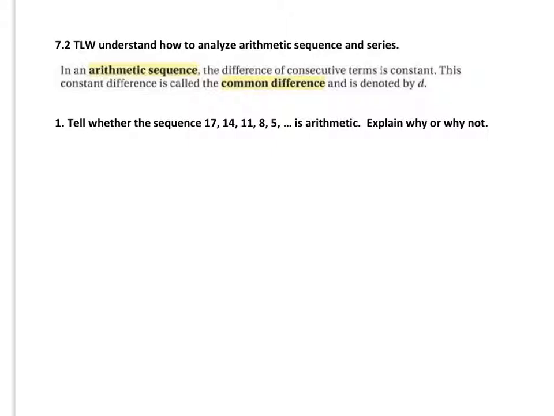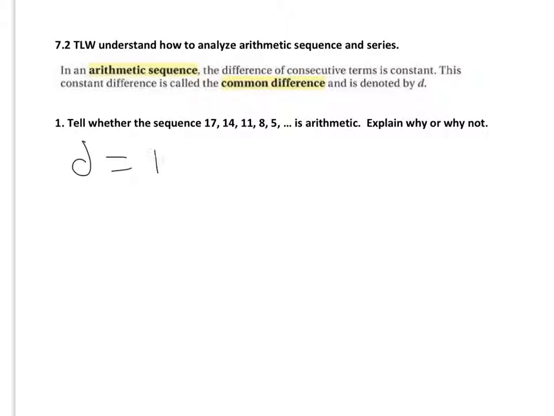Now, arithmetic. What that means is there's a common difference, okay? So it says in an arithmetic sequence, the difference of consecutive terms is constant. This constant difference is called the common difference and is denoted by D. So really what we're asking is this.